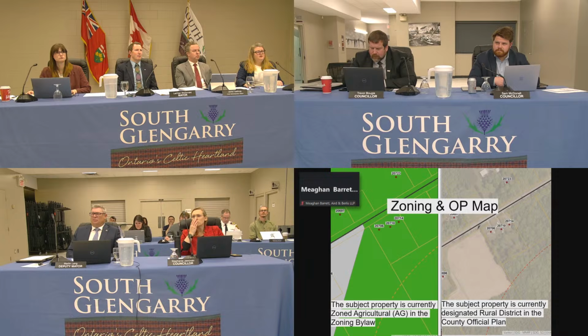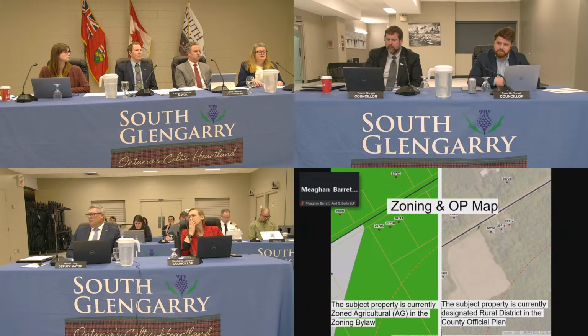So the area on the left is currently zoned as agriculture in our zoning bylaw, and the area on the right is currently designated rural district in the county official plan. And I'm going to explain to you why we have conflicting zoning and designations, because that never happens. The reason is, and council will recall this very well, when the province had changed a lot of our official plan mapping a few years ago, they redesignated some parcels of property to rural and some parcels of property to agriculture. So until our new zoning bylaw is written, there's some areas where there's conflicting zoning.